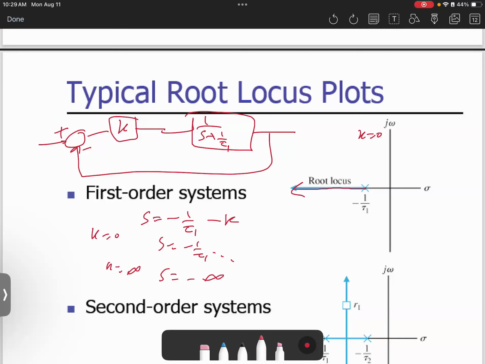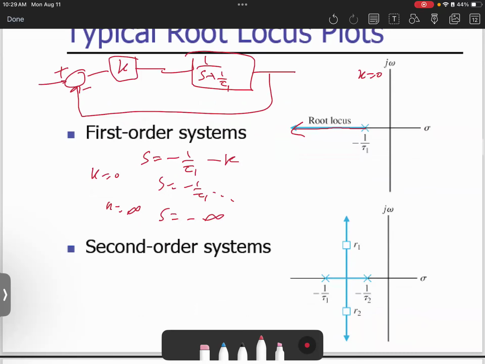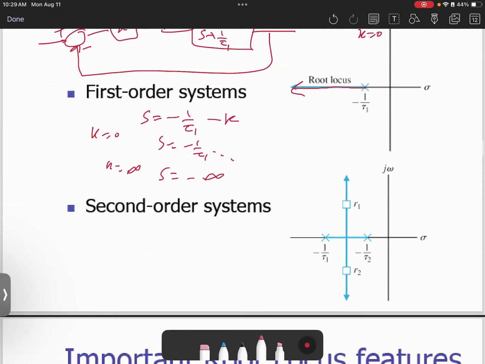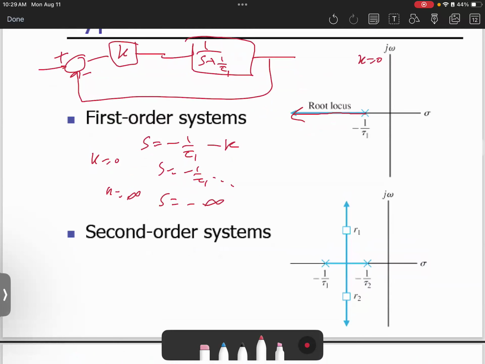Then how about if we have second order systems? I don't want to do every derivation here because it will take a lot of time, so let's focus more on the concept. Assume in a second order system we have underdamped situations. In underdamped, I'm sorry, overdamped actually.